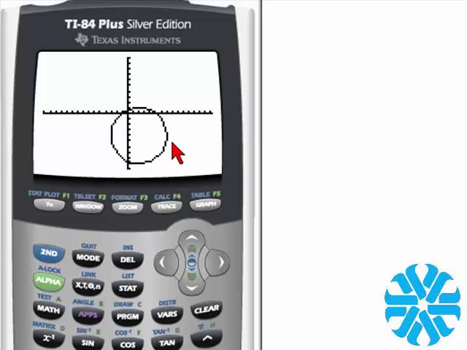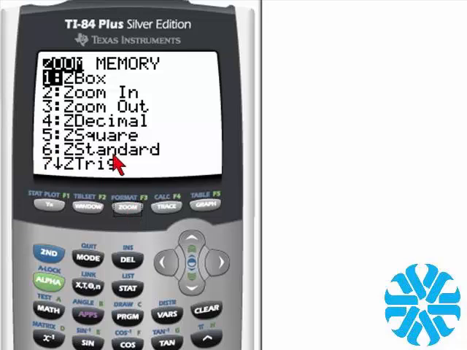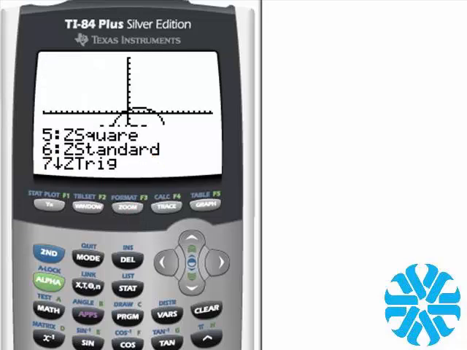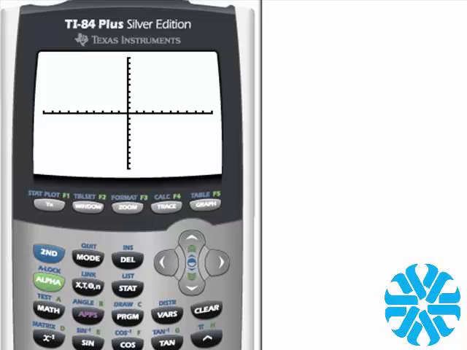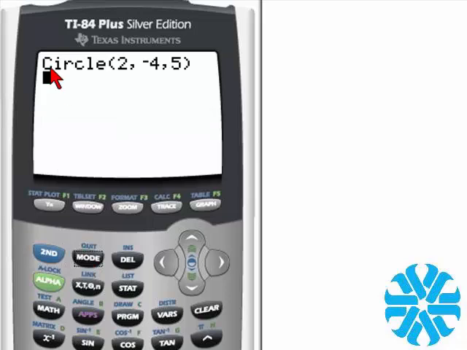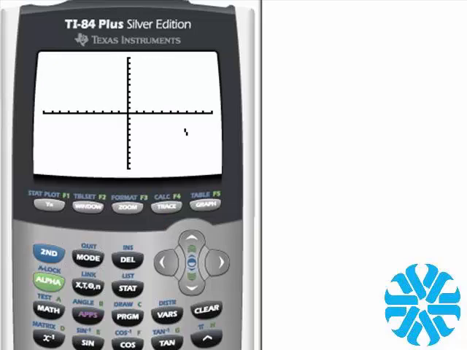Okay, so again, since we're already in the z-square mode, it looks like a circle, but if it was in the z-standard mode, it would look like an ellipse. And let's just verify that. If we go to zoom and then we go to z-standard, we hit number 6, and now we go ahead and let's quit out of this, quit, and then we're back to our circle function that we just inputted, and if we hit enter, now it should look like an ellipse, and it does.